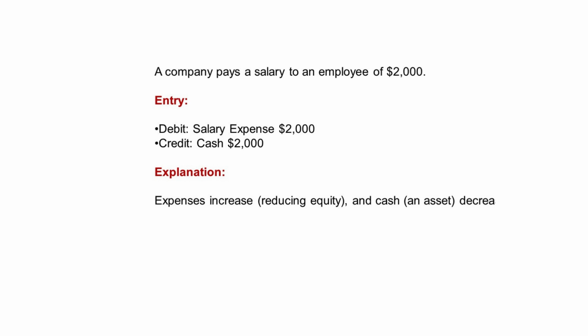Entry for salary payment. A company pays a salary to an employee of $2,000. Entry: debit, salary expense, $2,000. Credit: cash, $2,000. Explanation: expenses increase, reducing equity, and cash, an asset, decreases.